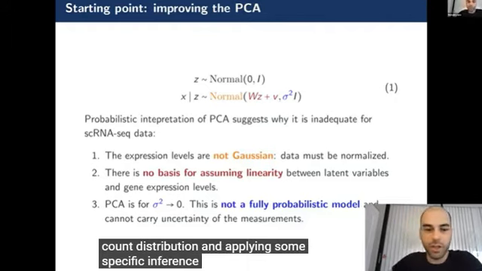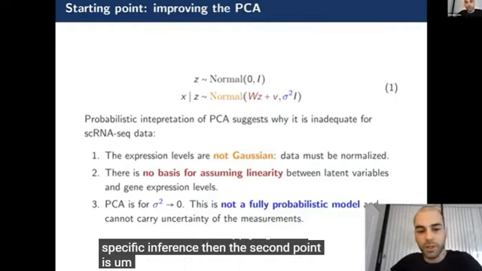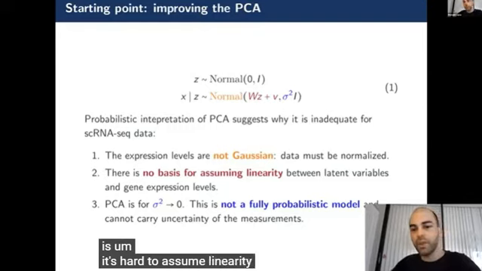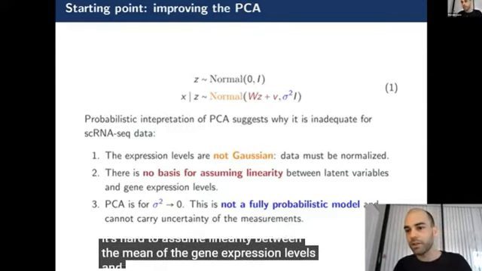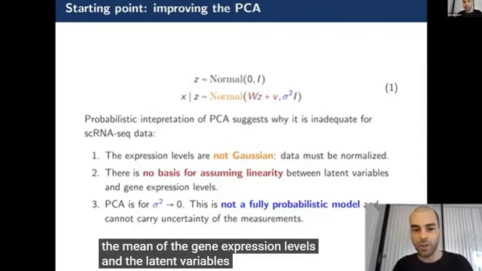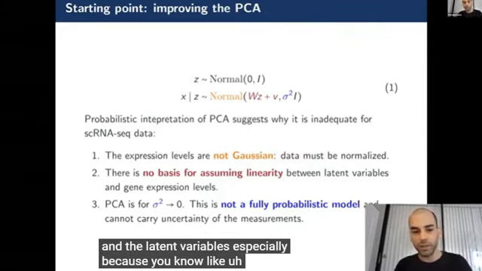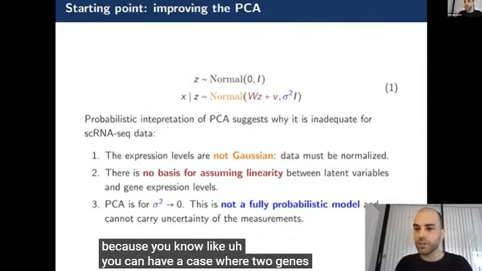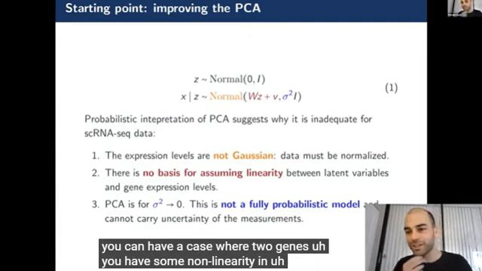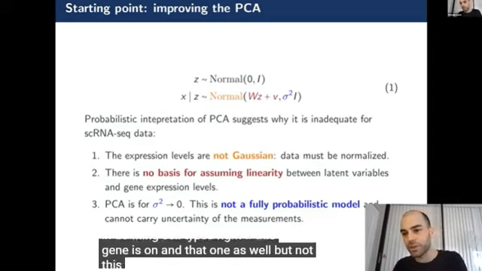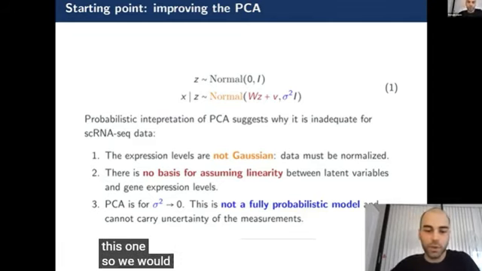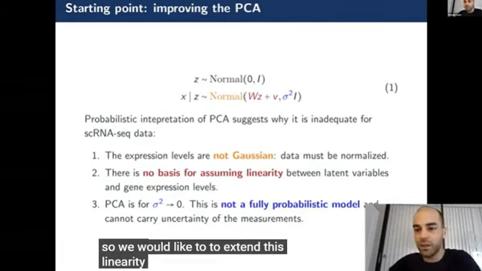Then the second point is it's hard to assume linearity between the mean of the gene expression levels and the latent variables, especially because you can have a case where you have some nonlinearity in defining cell types, right? If this gene is on and that one as well, but not this one. So we'd like to extend this linearity assumption.